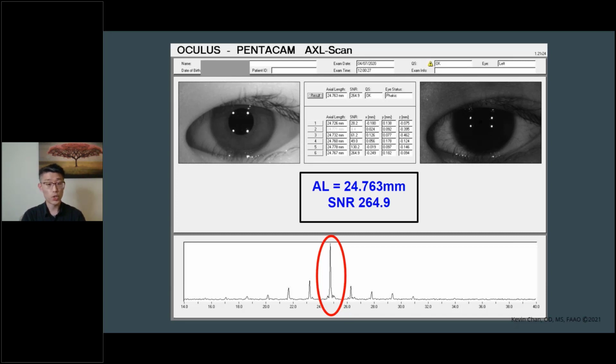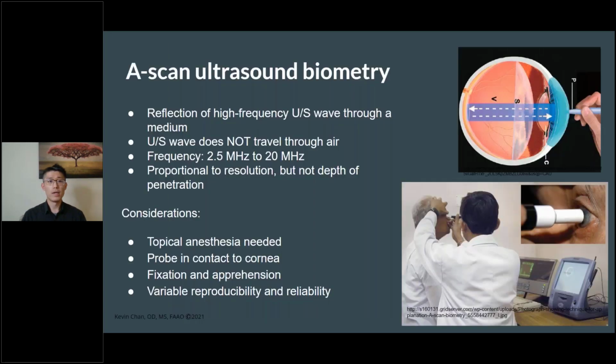So this is what you're looking for. Whenever you have a technician to help you out taking this picture, make sure you let them know how to take a picture reliably. And I want to touch upon a different technique so that you have a good comparison, because a lot of clinicians and practitioners ask me about A-scan versus other optical biometry to help out with myopia management.